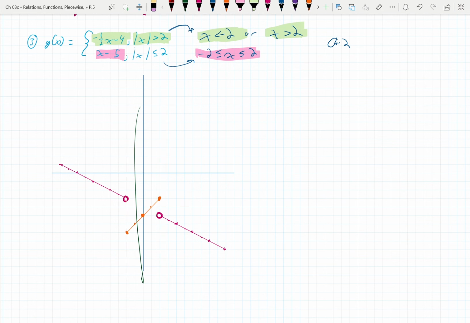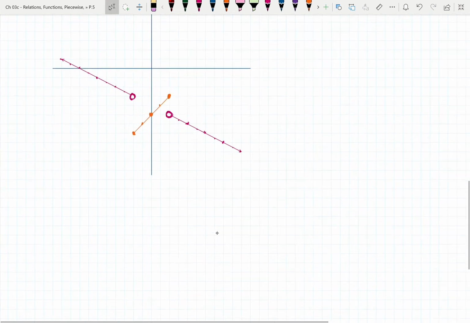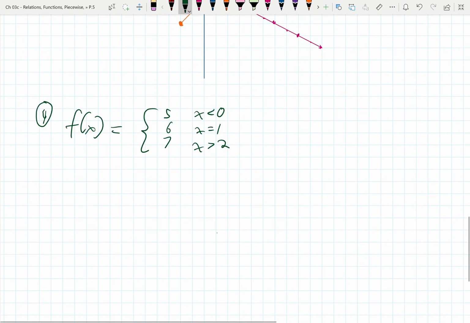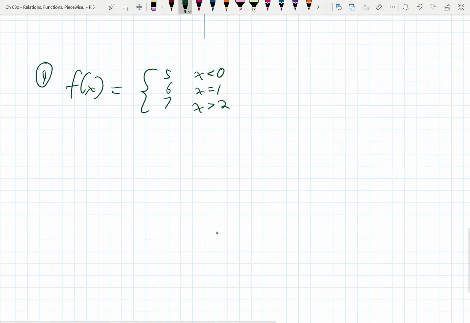Okay, last example. We like these examples that are also step functions, so this is one that's going to be very similar. It's going to look tricky, but it actually is really simple. F of x is equal to 5, 6, or 7. 5 when x is less than 0, 6 when x is equal to 1, and 7 when x is greater than 2. So let's put a grid down.